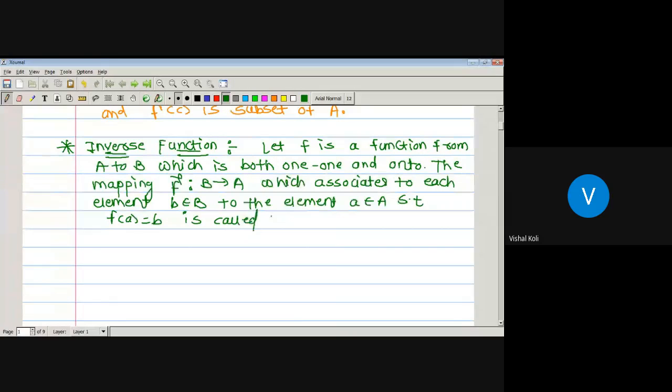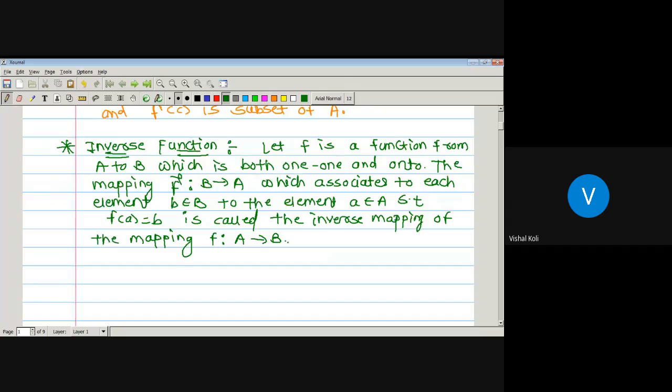Inverse mapping of the mapping f from A to B. Okay, so what is the inverse function?